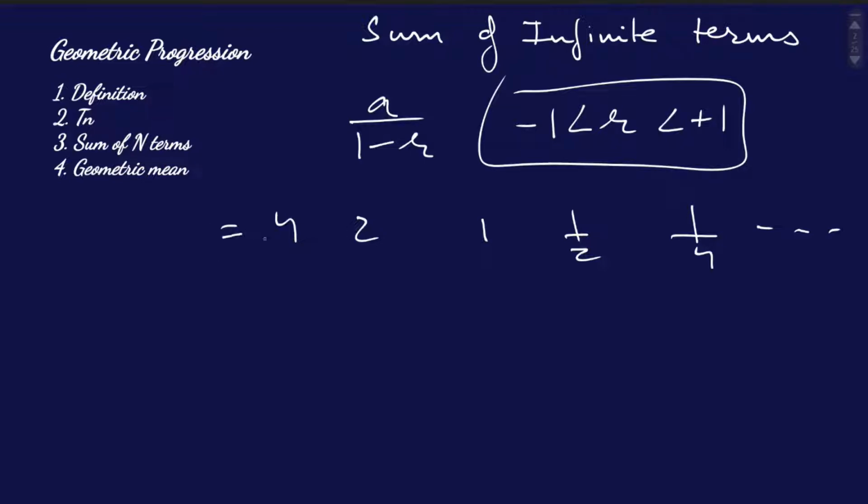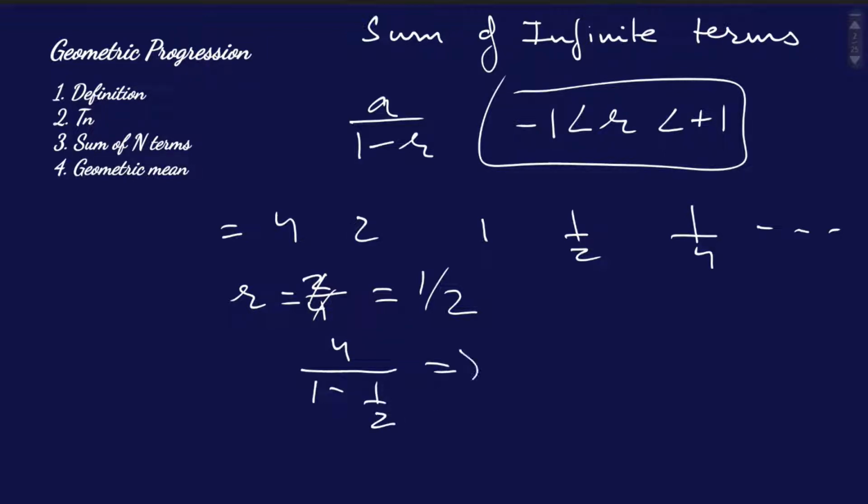So to find out the sum of this series, you can see the common ratio is 2 by 4, which becomes 1 by 2. So the common ratio is half, 1 by 2, and the first term is 4. So we will just need to put our values into the formula: 4 divided by 1 minus 1 by 2. It would be nothing but 4 divided by 1 by 2. So 2 will go and get multiplied with 4. We will get our answer as 8.